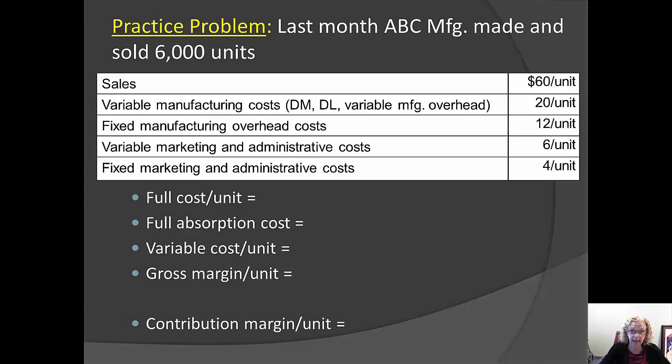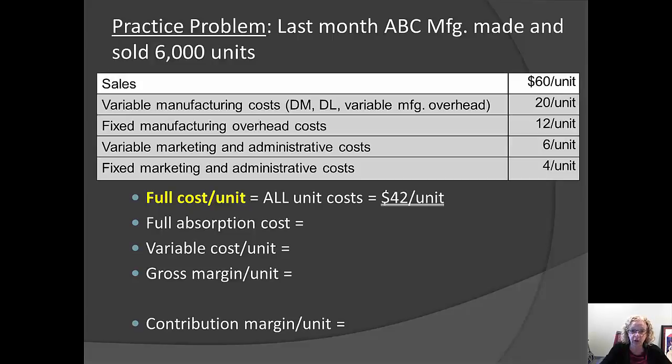So let's take a look at an example and compute some of these amounts. Here's some information for the ABC Manufacturing Company, which made and sold 6,000 units last period. So the first question is, what is the full cost per unit? Well, we have to find all costs. That would be all the data that was given other than the sales revenue. Happens to come out to $42 per unit.